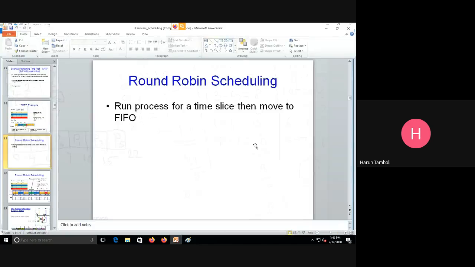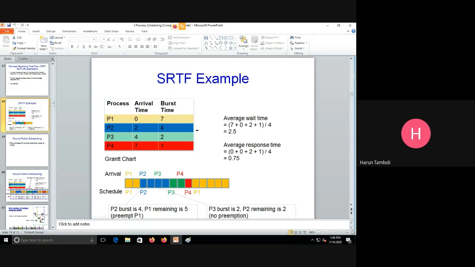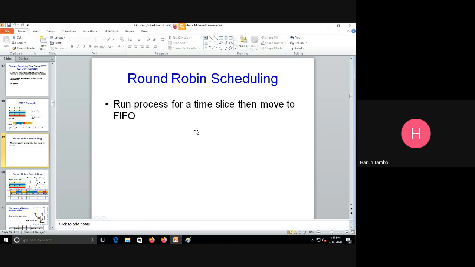Okay, so this is regarding the shortest remaining time first algorithm. Any doubt? This is for the preemption. Okay, so now we move to the next algorithm, that is round robin scheduling.